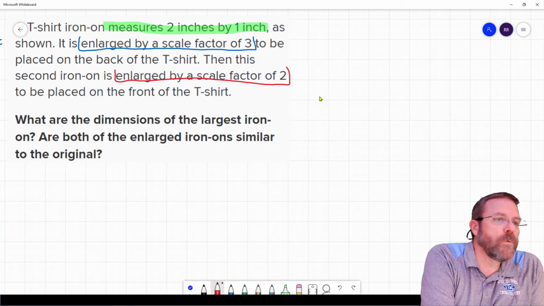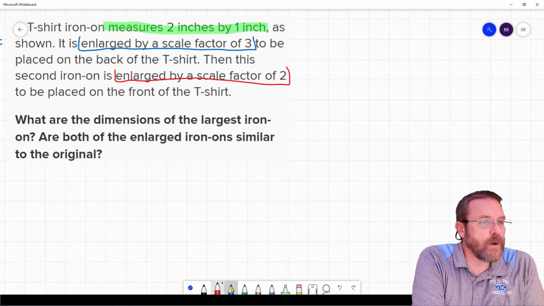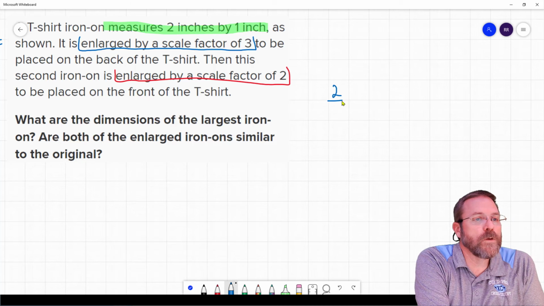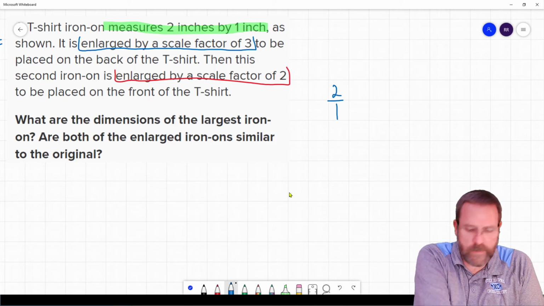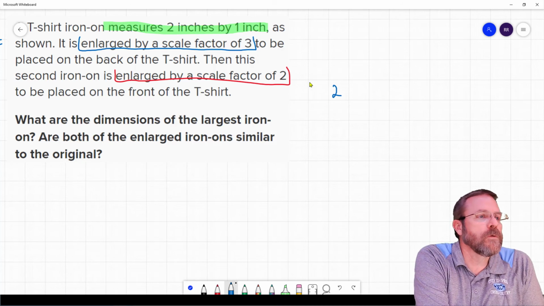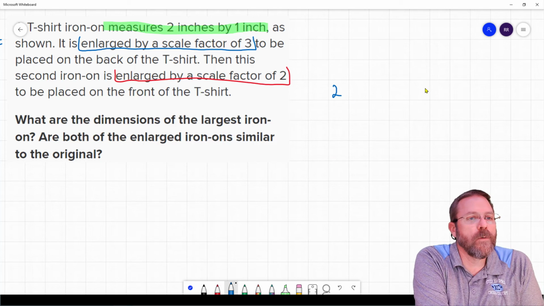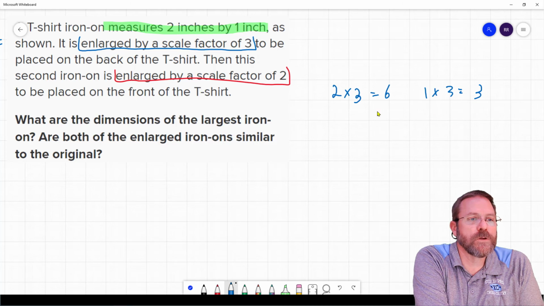The way I would show my work on this is I'm starting off with a 2 over 1, or let's do it the way they did it. So we have a 2 by 1 thing, and the first enlargement is going to be to multiply by a scale factor of 3. So I have 2 times 3 and 1 times 3, which means those dimensions are going to be a 6 by 3 ratio. So now I have a 6 by 3 that's going to go on the back of the t-shirt.